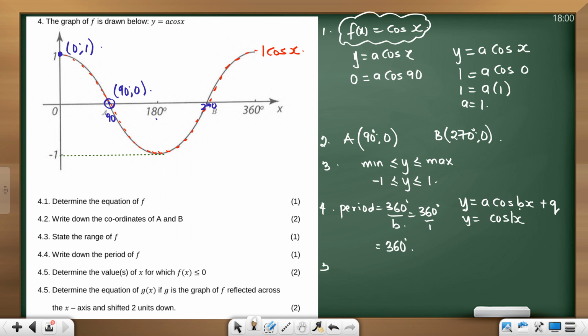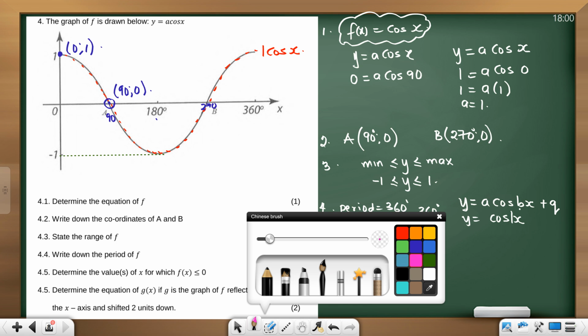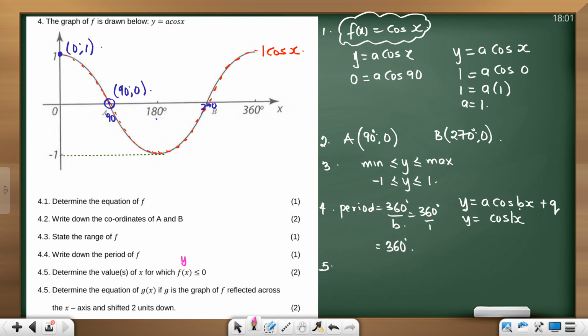Number 5. Determine the values of x for which f of x is less than 0. That is, y is less than or equal to 0, which means it is below 0. And when it is below 0, it is what? A negative. The value of y here is positive. See, this is above 0. Here it is 0, and here it is all what? Negative, and then here it is 0.